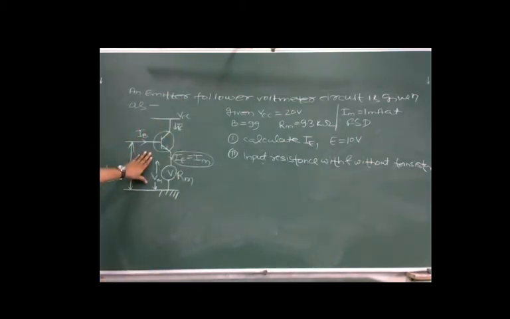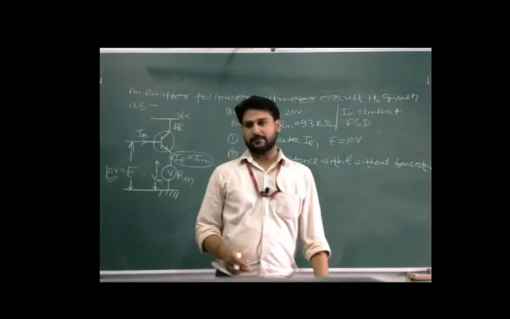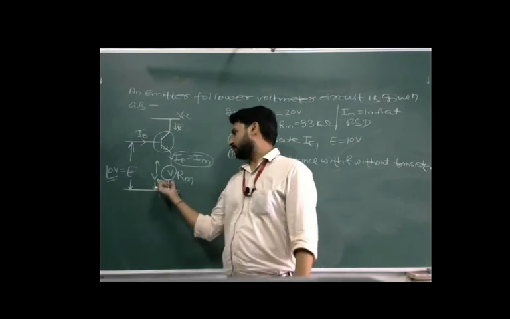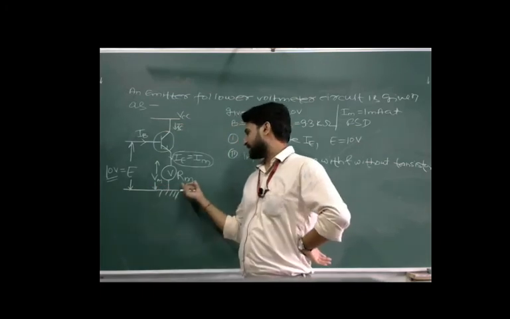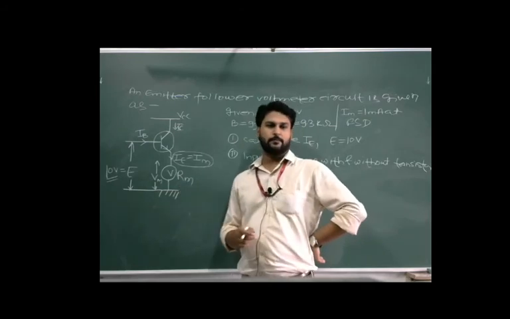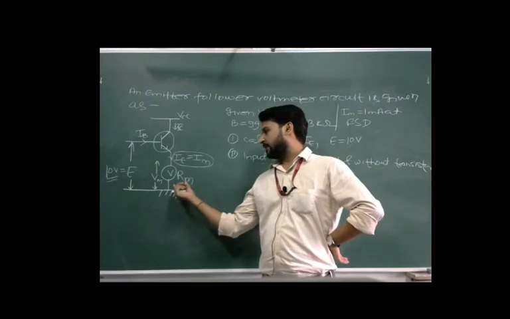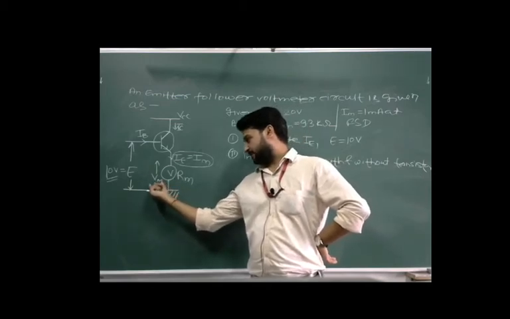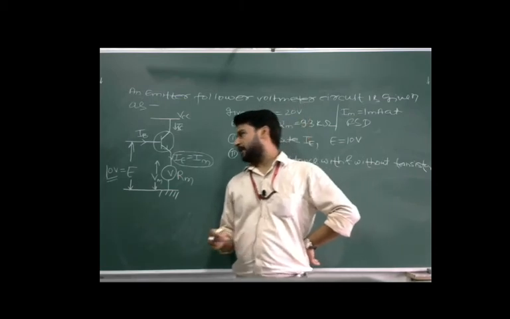we have to calculate this current IM, that means the potential difference across this voltmeter should be known to us, because resistance is given 9.3 kilo ohm. To calculate the current across this voltmeter, the potential difference means Vm should be known.